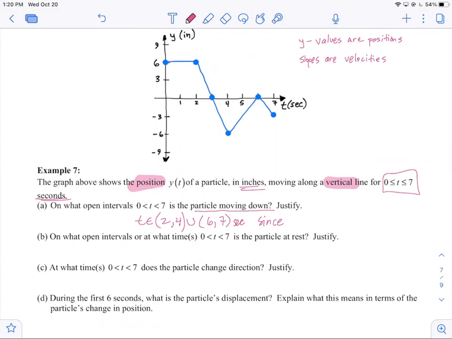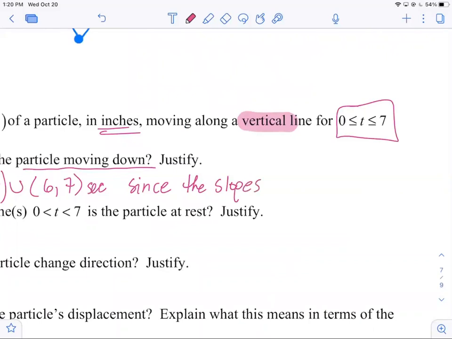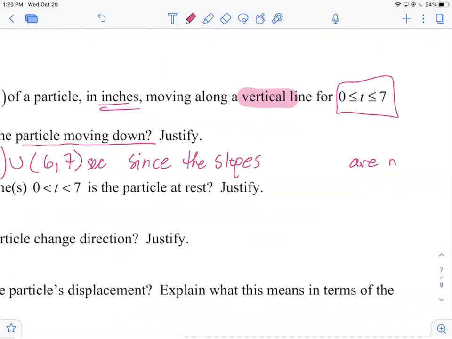Okay. You always want to relate it to what's given. So in the previous one, we had the equation. Here we have the graph. So I like what you said. Since the slopes are negative, you could say that too. Now watch. If I just said since the slopes are negative, you're not going to get credit, because AP readers are trained to ask, the slopes of what?